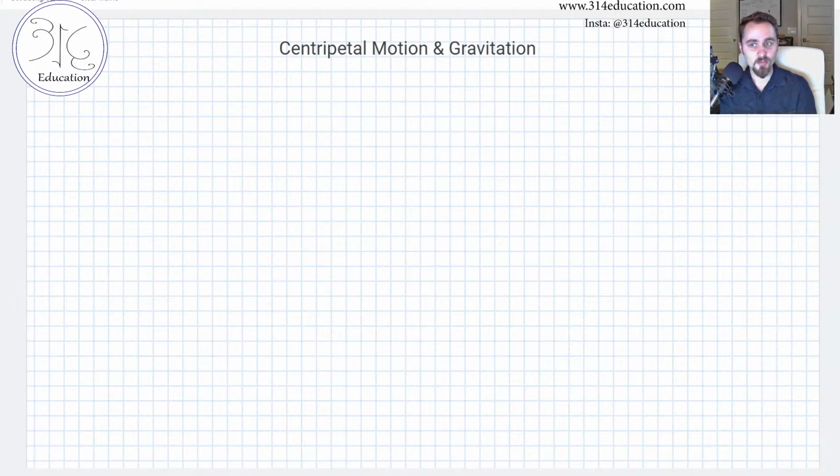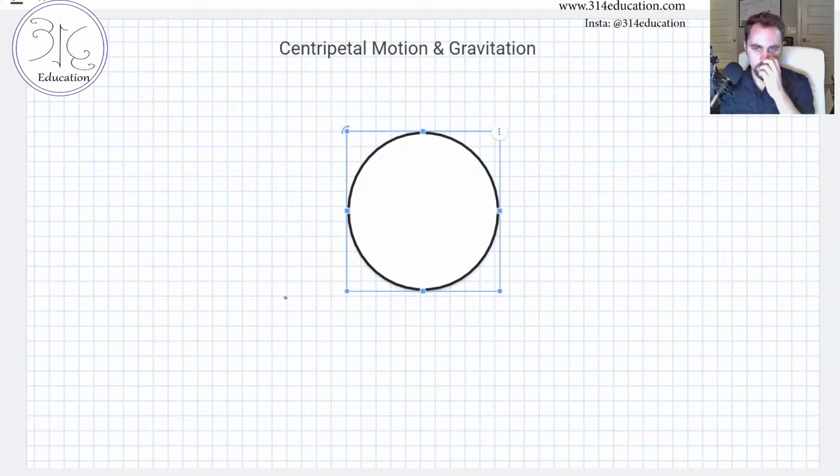And so next, we have centripetal motion. This is going to play very similarly to dynamics. It follows a lot of the same rules, only now we're looking at forces that can induce an object to move in a circle. So if we take a circle here, and we think about an object moving around in a circle.